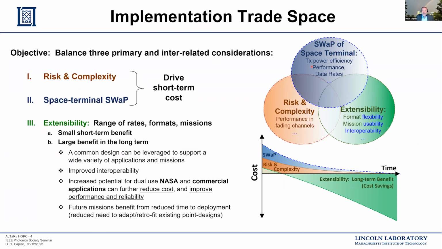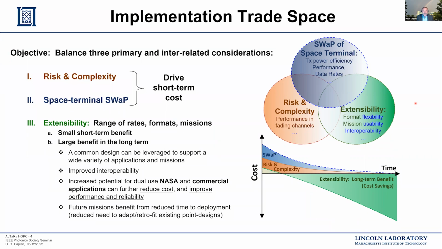It's a short-term view relating to what your transmit power efficiency is, what types of data rates and performance you can get. And risk and complexity, of course, is very important when you're going to be operating through the turbulent atmospheric channel, and there's lots of uncertainty in terms of what rates you can actually achieve. This last element I've added is extensibility, and this is getting a lot more attention from many organizations such as NASA. The important reason is that extensibility is really the concept that you can use a common platform for a range of different missions.